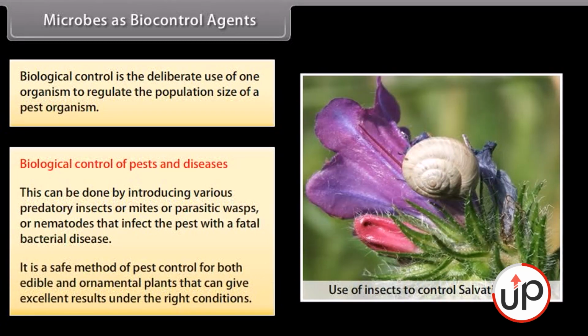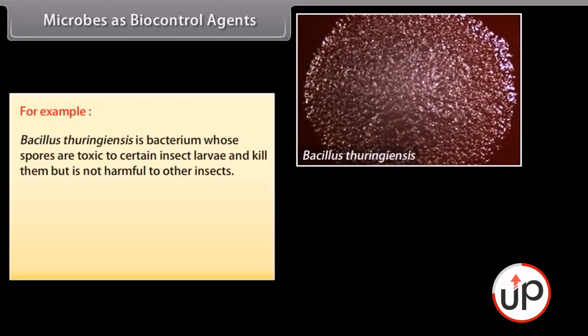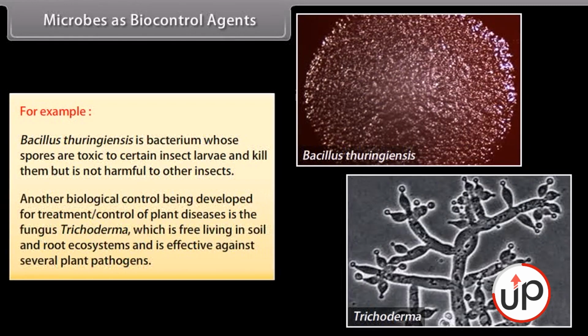It is a safe method of pest control for both edible and ornamental plants that can give excellent results under the right conditions. For example, Bacillus thuringiensis is a bacterium whose spores are toxic to certain insect larvae and kill them, but is not harmful to other insects. Another biological control being developed for treatment or control of plant disease is the fungus trichoderma, which is free-living in soil and root ecosystems and is effective against several plant pathogens.